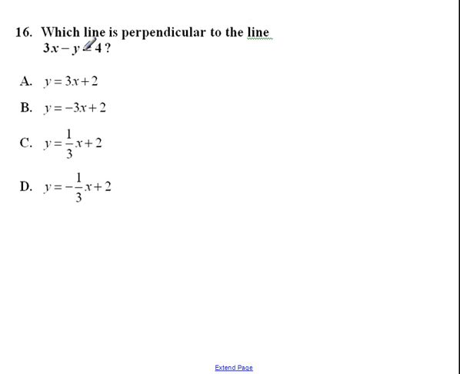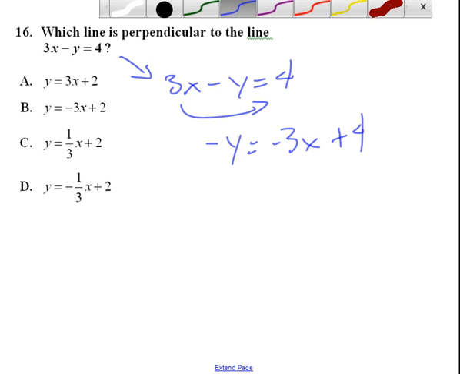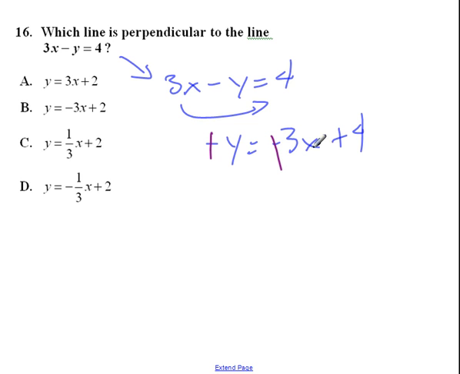Which line is perpendicular to this line? Well, I want to solve that for y. So 3x minus y equals 4. I'm going to subtract that over here, get negative y equals negative 3x plus 4. Nobody likes a negative y, so I'm going to change that to positive and negatives here. So my slope is a positive 3 over 1.